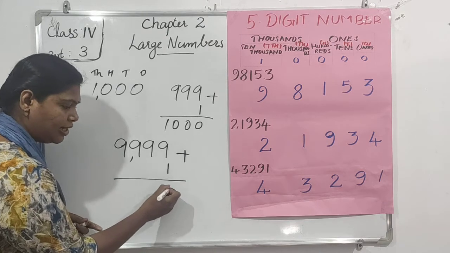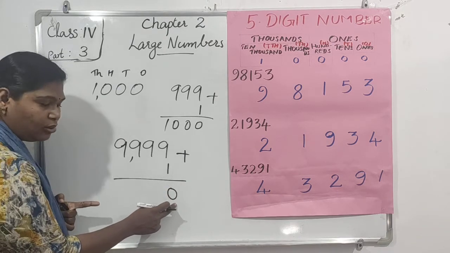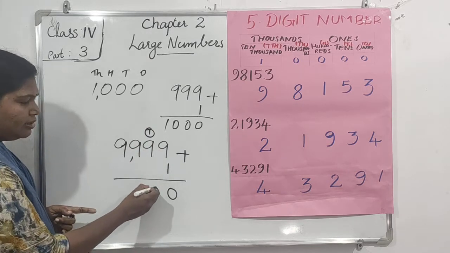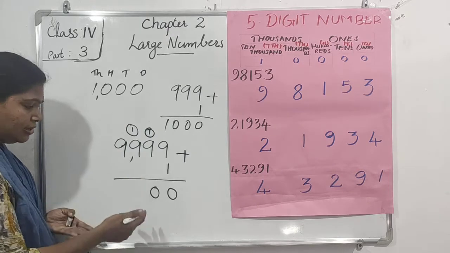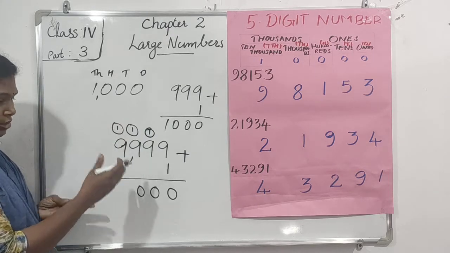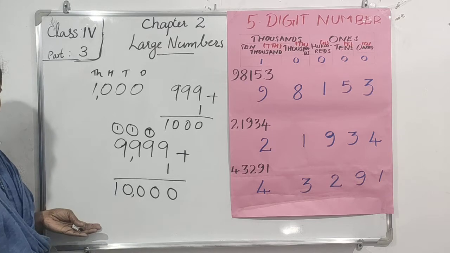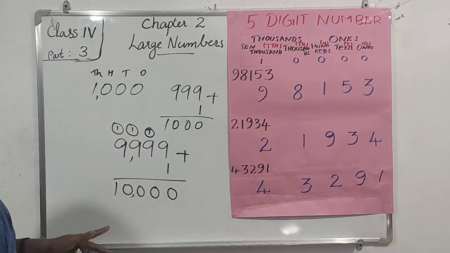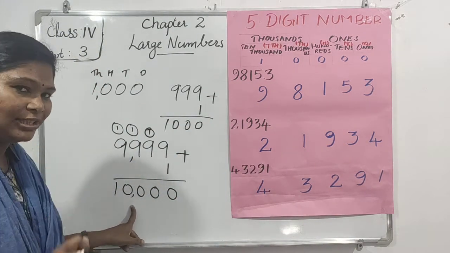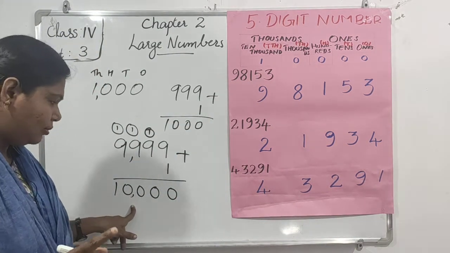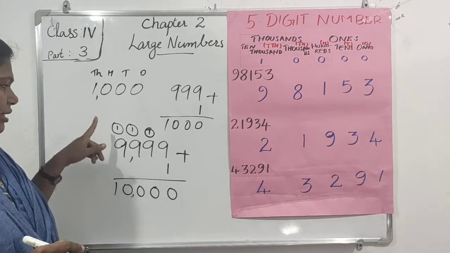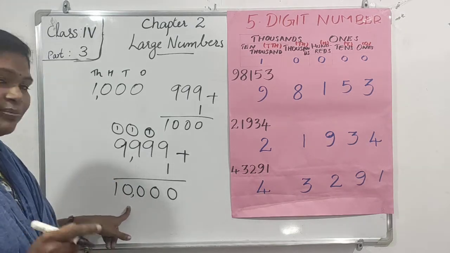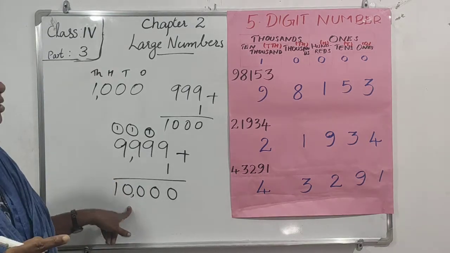9 plus 1, 10. 0 in 1's place and 1 in 10's place. Again 1 plus 9, 10, 0, carry over 1. Again 1 plus 9, 10, 0, carry over 1. Again 1 plus 9, 10. So from a 4-digit number, we directly enter a 5-digit number. Clear? So we can say that the largest 4-digit number is 9999 and the smallest 5-digit number is 10,000.